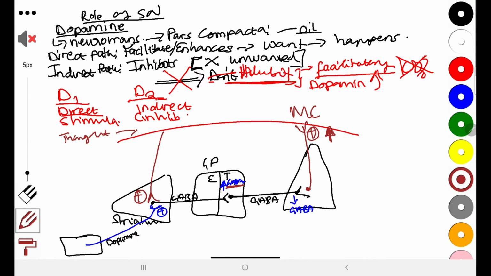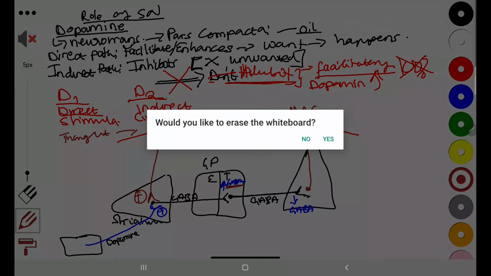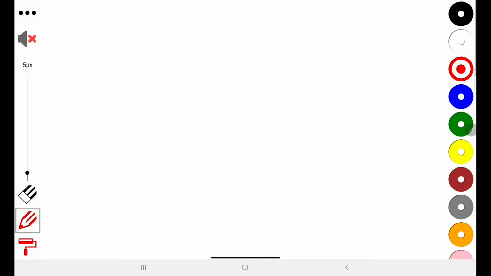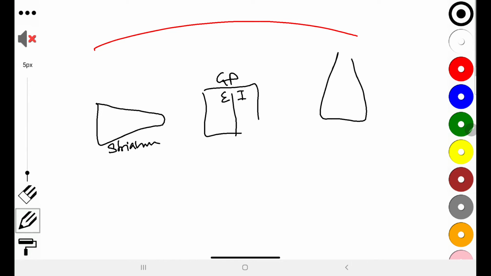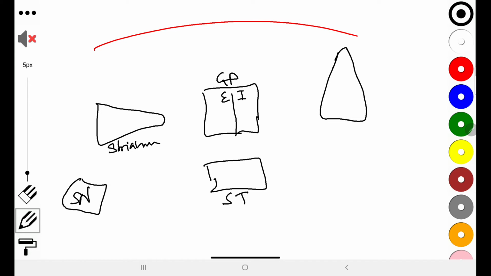So let's see what the role is in the indirect. In the indirect, you still have your cortex, and you have the striatum, and you have GPI, GPE, okay, striatum. And then you have your thalamus, but you also have your subthalamus, and then you have your substantia nigra.